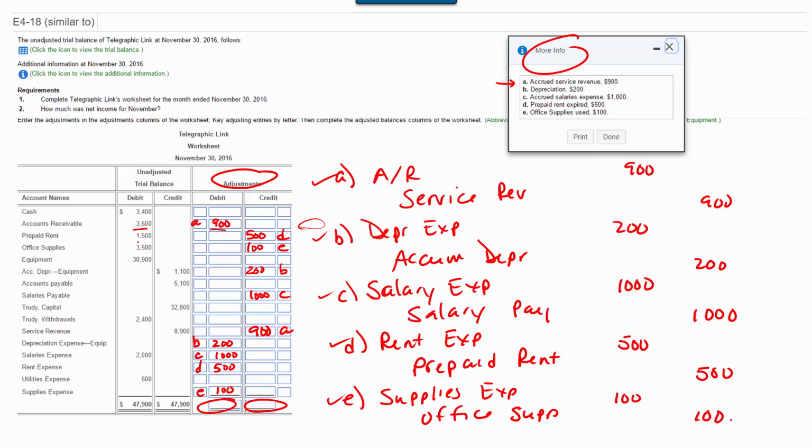For prepaid rent, I started with a debit balance of $1,500 and I credited it $500. So the new balance will be the $1,500 minus the $500, or a new balance of $1,000, but it's still a debit balance because it's still an asset. So if it's a debit to a debit, or in this one a credit to a credit, I add them together to get the new balance. If it's a debit to a credit, or a credit to a debit, I subtract. So if they're the same, I add. If they're opposite, I subtract to get the new balance in the adjusted column.